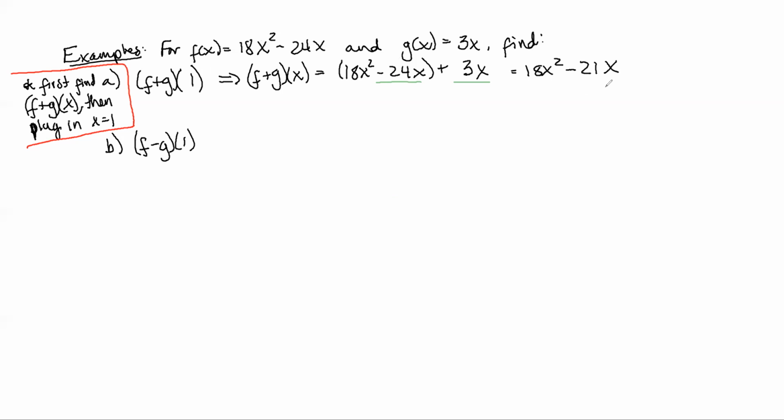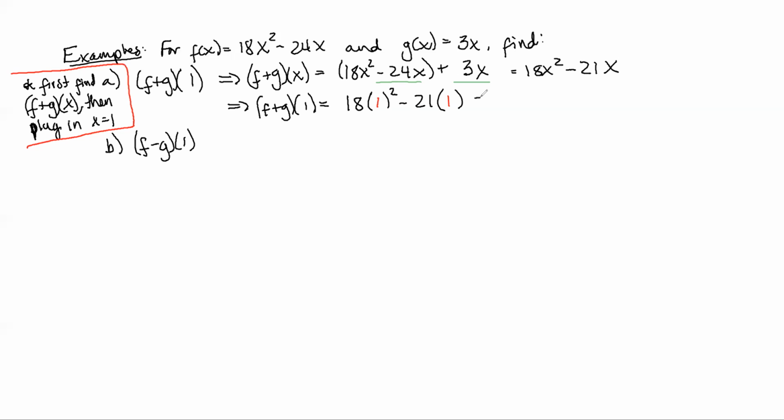Now we're going to take this and plug in 1. So f plus g of 1 is equal to 18 times 1 squared, so that's our x, minus 21 times 1.